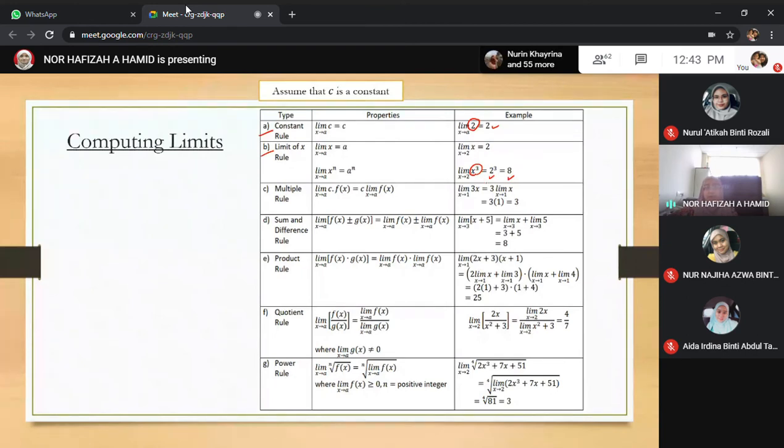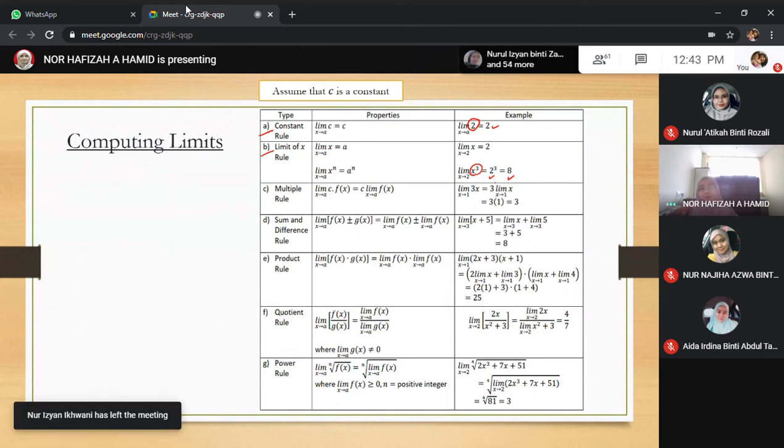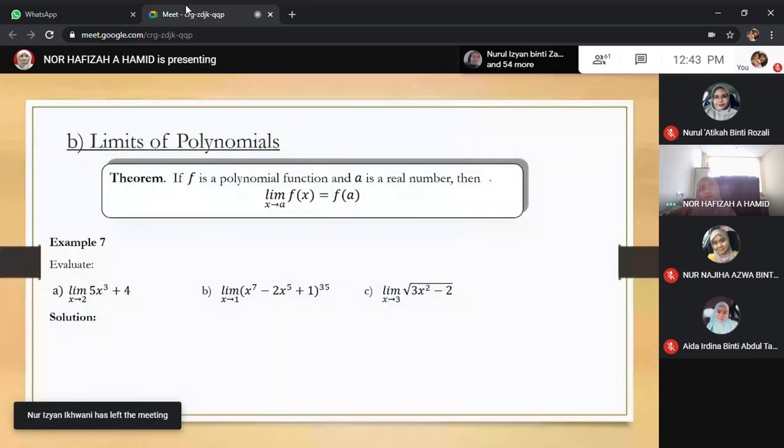Tapi without graph pun sebenarnya you boleh compute limit. Tak perlu use sketch graph untuk tengok limit tu. So sebab tu kita ada properties ni, kalau you nak compute limit tu without using graph. So you boleh terus substitute je value. Okay. So kita pergi yang B. B is limits of polynomial.